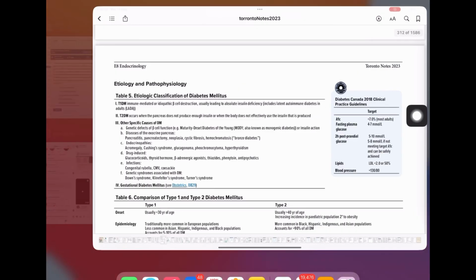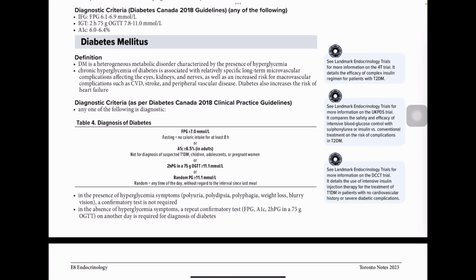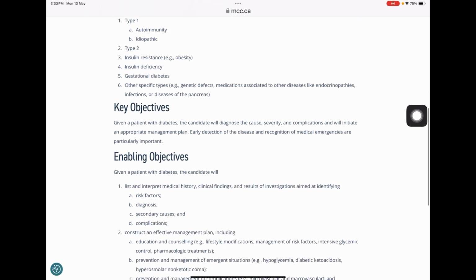But I've seen a new guideline. All these things are covered, as you see, under diagnostic criteria as per the Canadian 2018 clinical practice guidelines. So why don't we read the guidelines and then come back to here, right? I'm going to open these guidelines here.